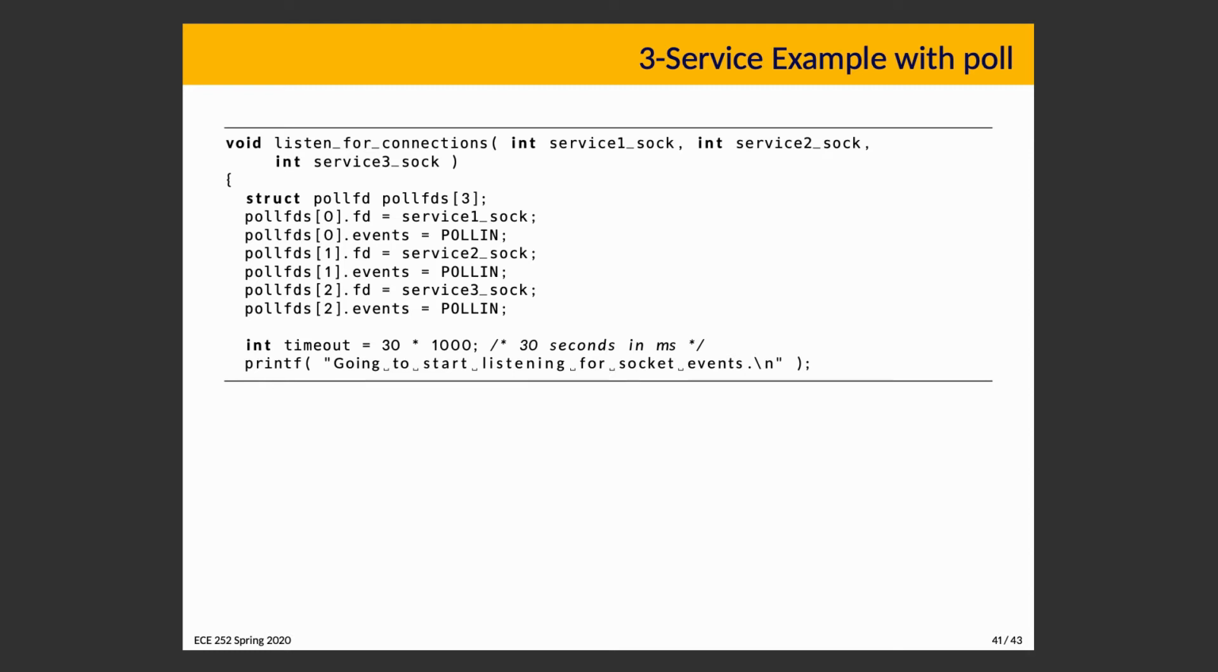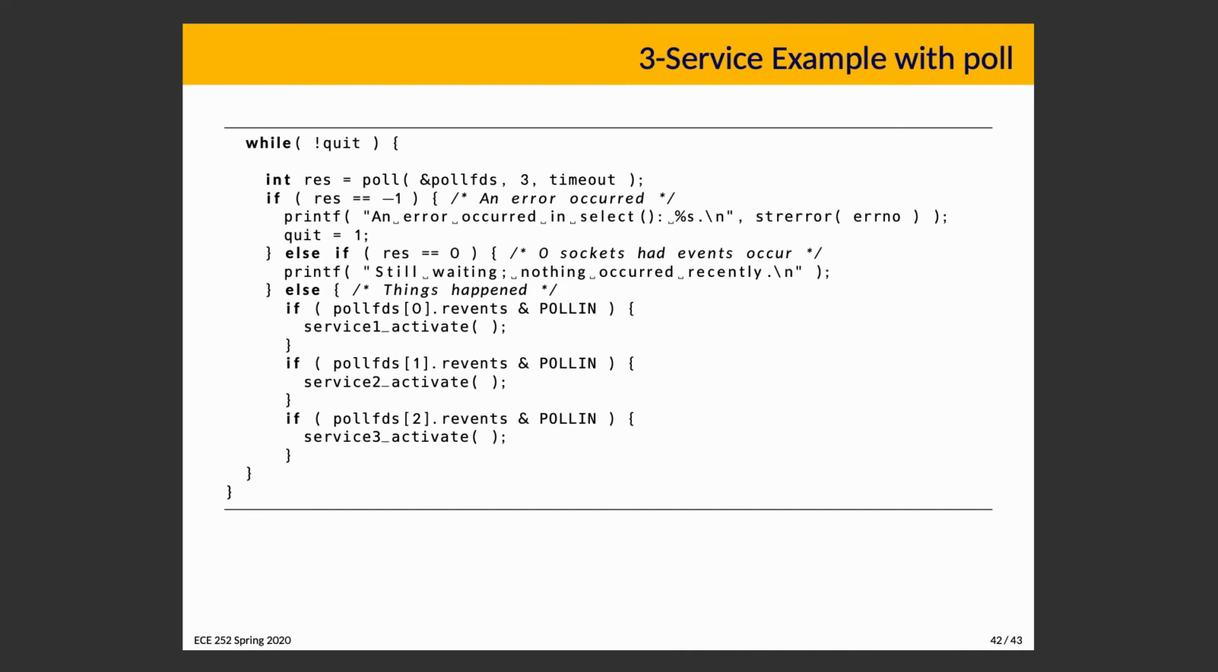And also, our setup of the pollFD's structure array happens once. It happens outside the loop. We don't have to do it on every iteration of the loop, as we did with select, because select would change these things, but poll will not. So this array can be set up just the first time before we enter the loop. Okay, and then we have the loop.